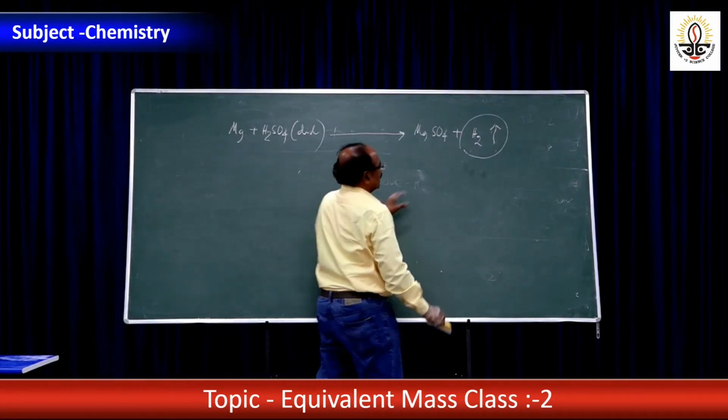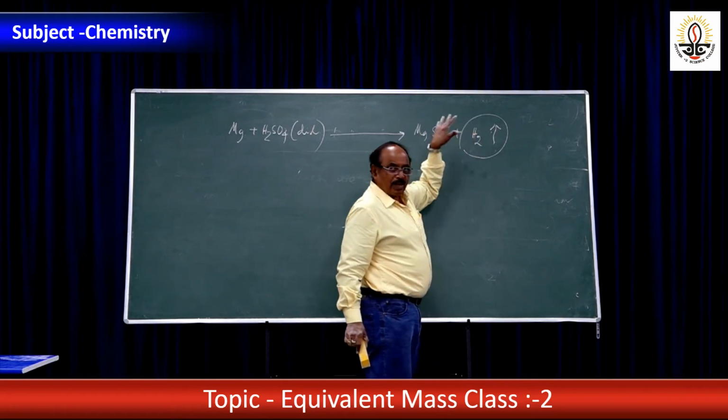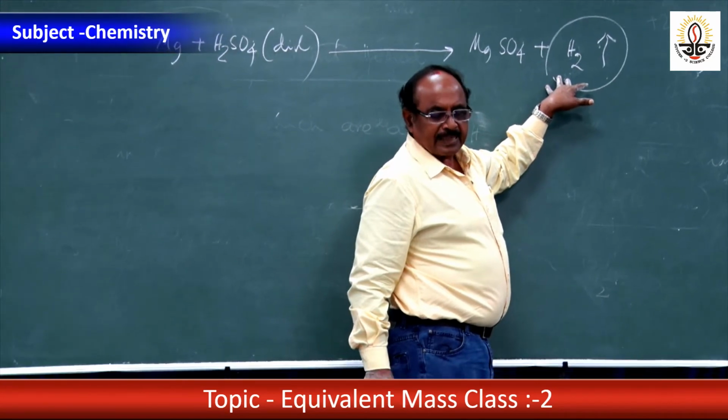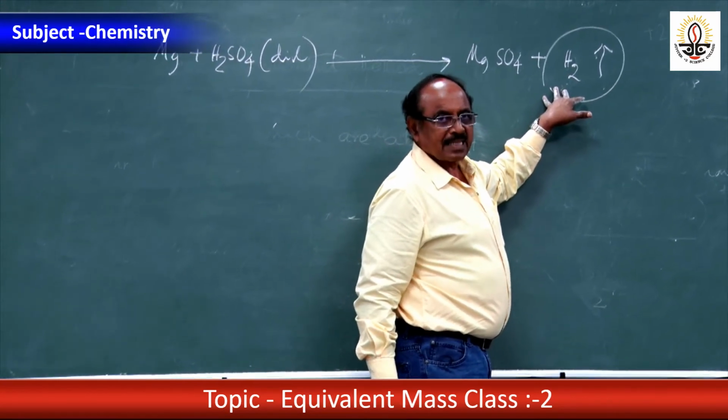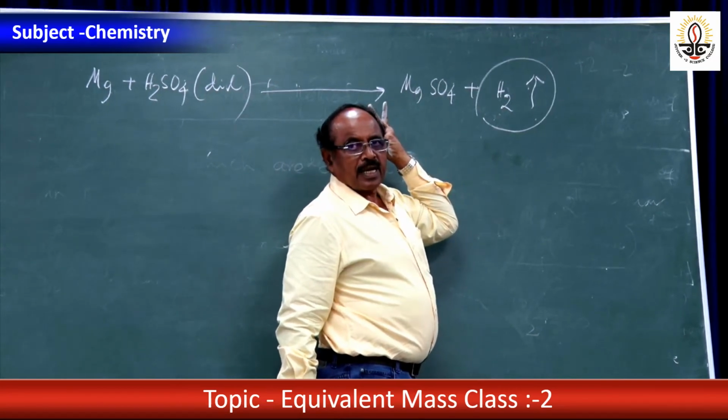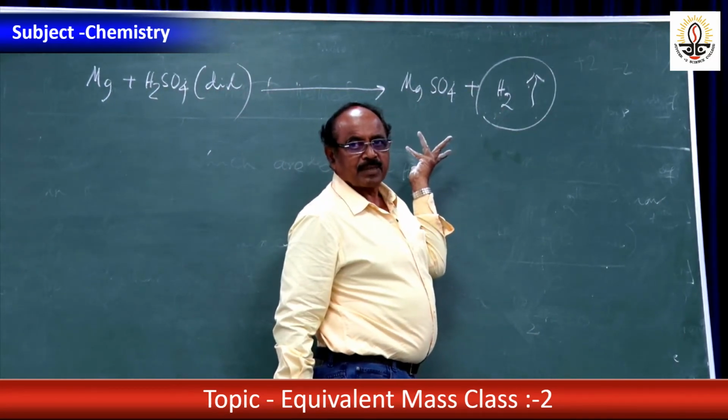So, we get this volume, and we will convert it to NTP, normal temperature and pressure. We will get it by the combined gas law equation, and from there we can know the mass of hydrogen, and from there we can know the equivalent mass of the metal.